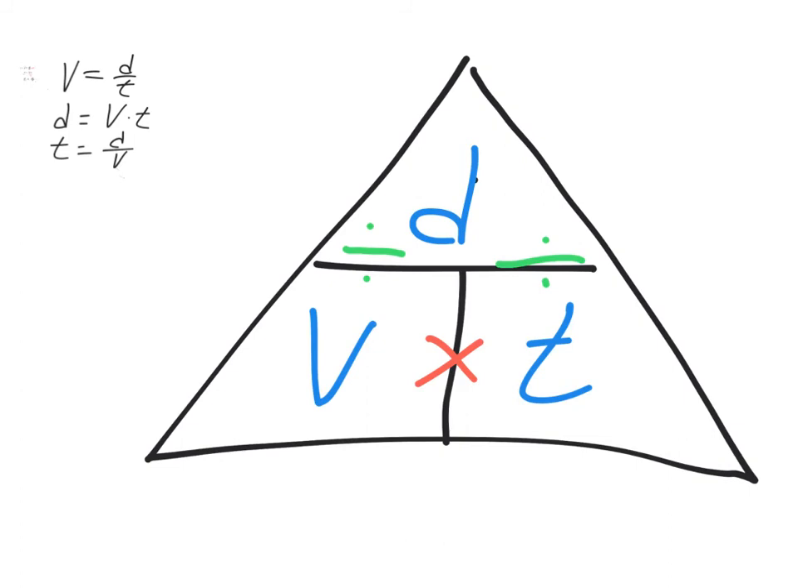Or I could once again, see if we can undo it, cover up t. Let's cover up the t this time. And that's going to leave me with d divided by v, which you can see right up here. T is equal to d divided by v, or by speed, distance divided by speed. And that's how you mathematically arrange an equation.